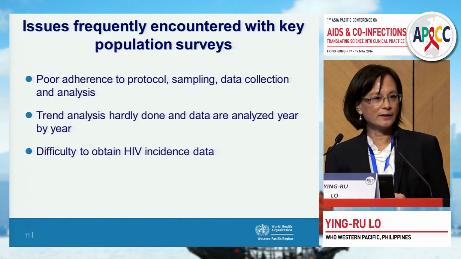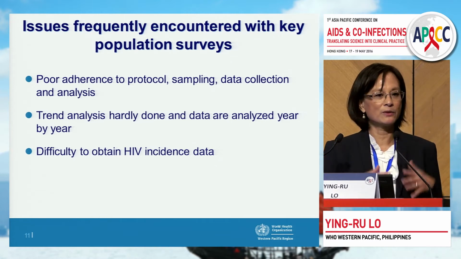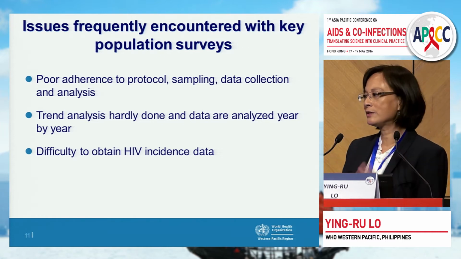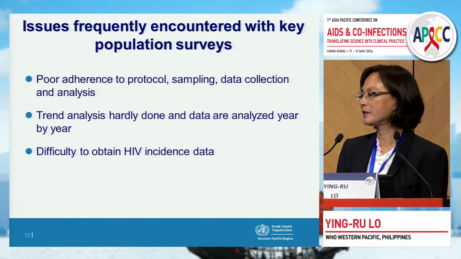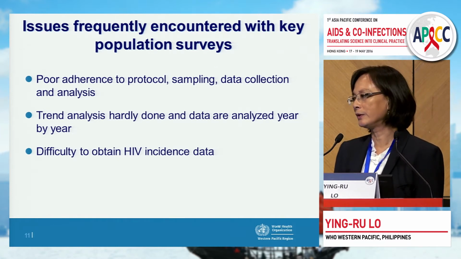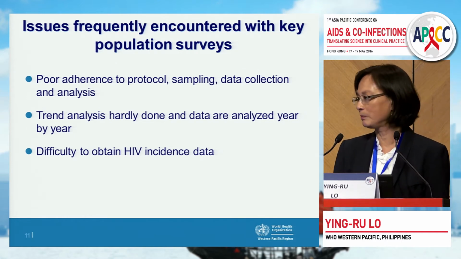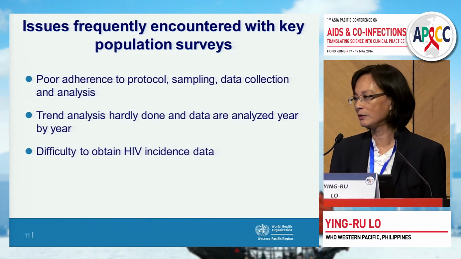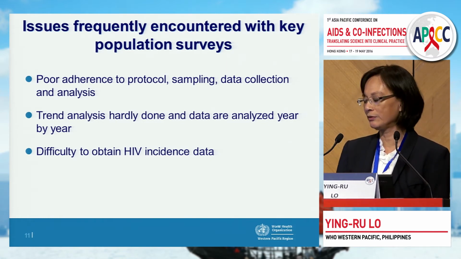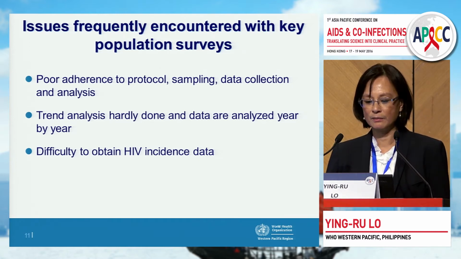Then often trend analyses are not done and data are just looked at year by year, but you could actually use already the available data. And what is also glaring is that we don't have HIV incidence data in key populations. There are very few incidence data available. They are more from clinic-based data, notably from Bangkok, from the Ceylon cohort. But much more should be done if we want really to understand what we are doing and how our interventions are making an impact.